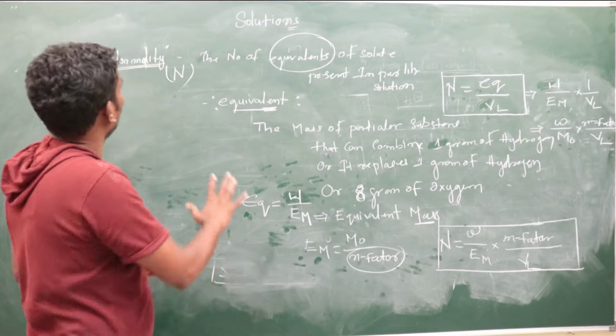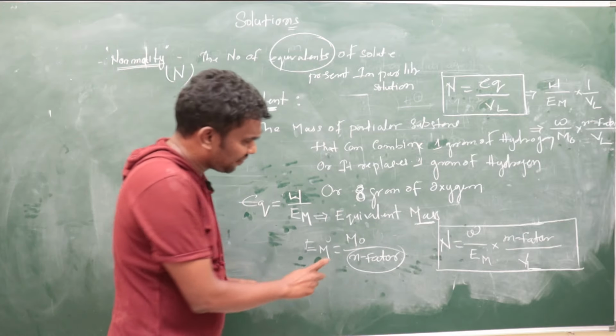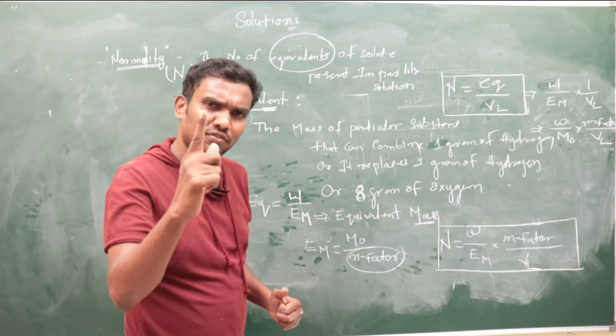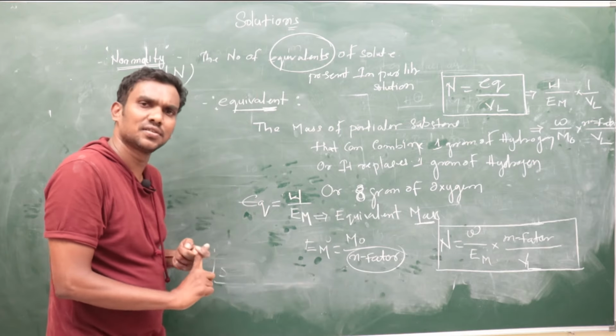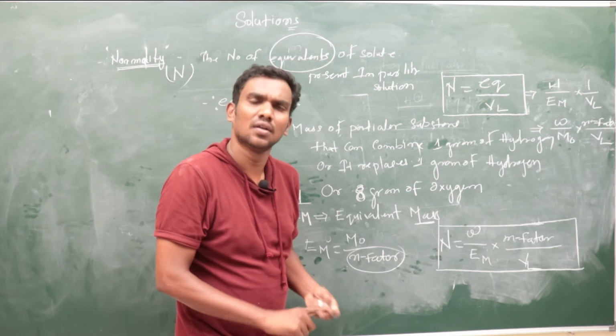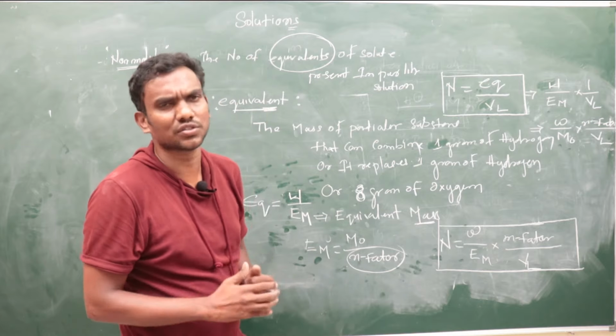So this is about normality, sir. Here the n factor is a very big factor, sir. We have to calculate it for acids, for bases, for salts, for reducing agents or oxidizing agents, sir.